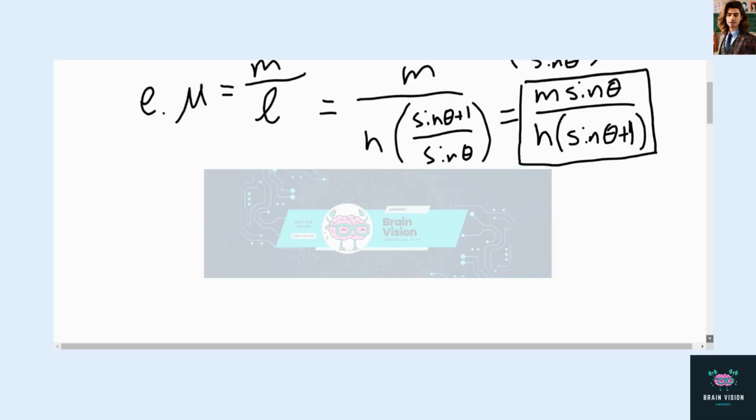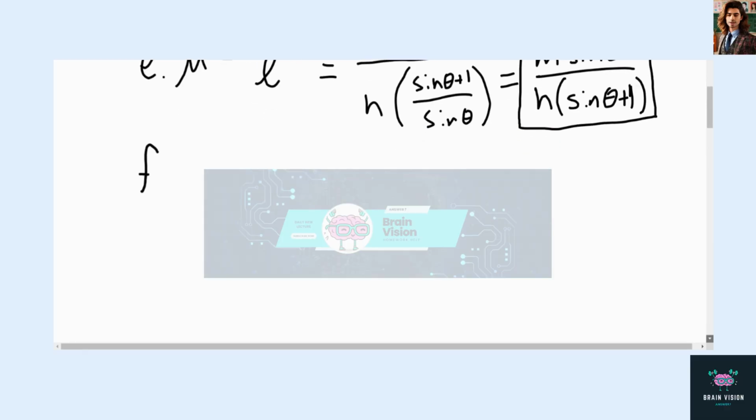Now we'll move on to part F. In part F, we want to find the speed of the waves in this string. So V, since we're dealing with a string under tension, we can say that the speed of the wave is equal to the square root of the force of the tension divided by mu. And we have formulas for both T and mu. So we go ahead and just plug those in.